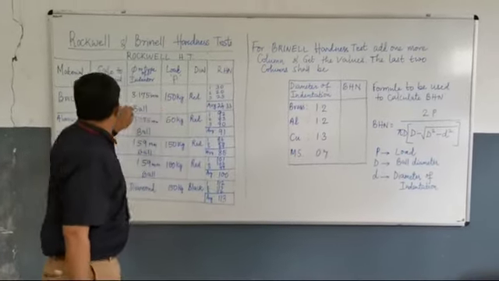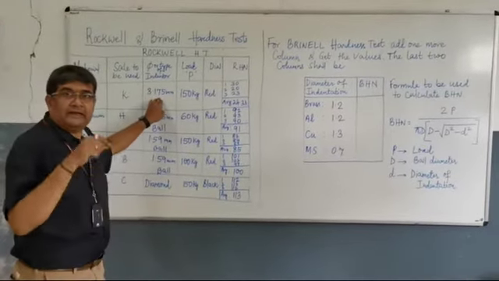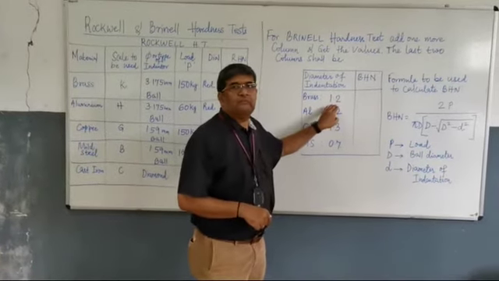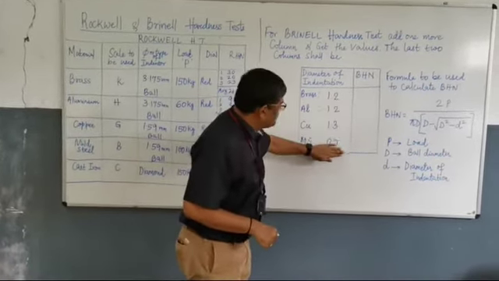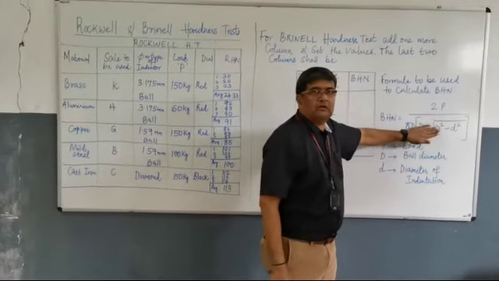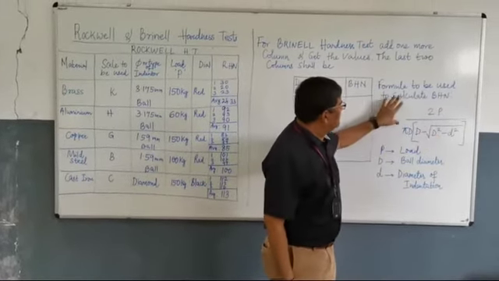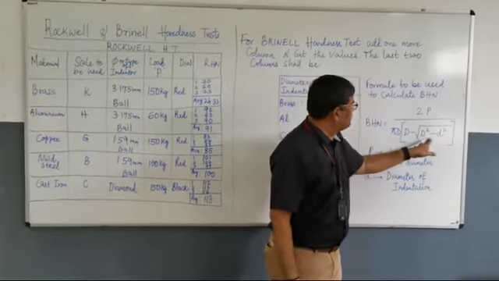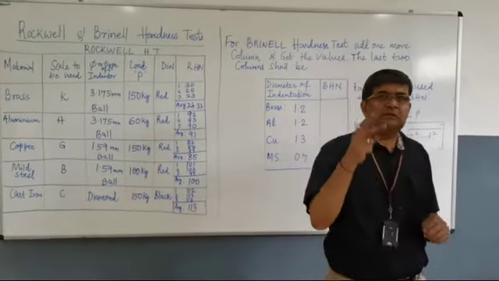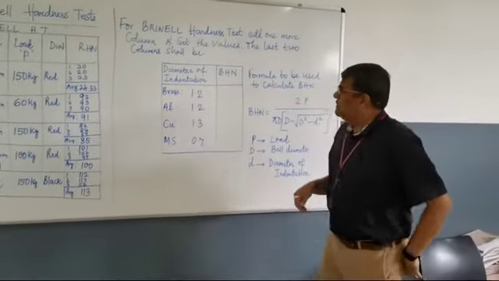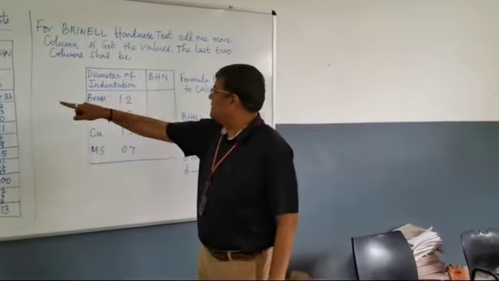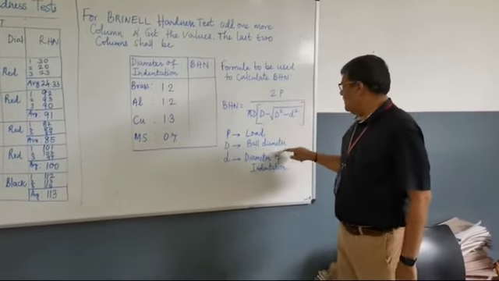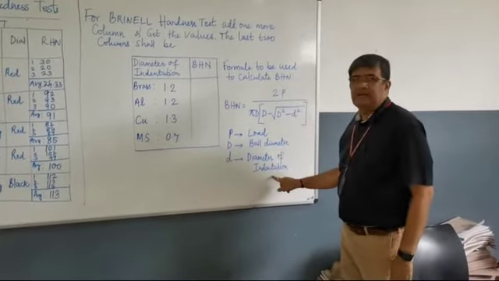So you can see, for example, for brass, the diameter of the indenter is 3.175, but the diameter of indentation is 1.2 millimeters. And once we know these values, we are going to use this formula to calculate the Brinell hardness number. The formula is 2P divided by pi D inside bracket D minus square root of D square minus d square. Now let's assume two different conditions. For example, if this were also 3.175, now what will happen in the formula? Here capital D is the ball diameter and small d is the diameter of indentation.